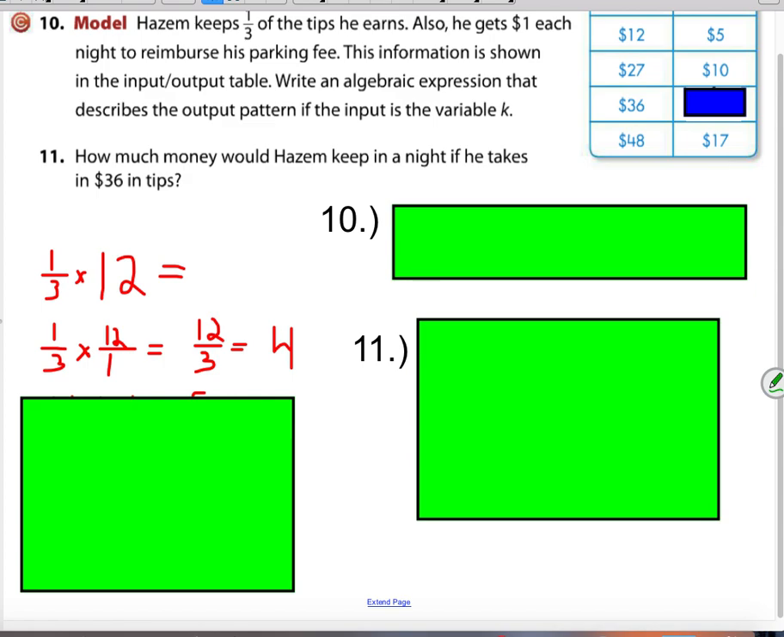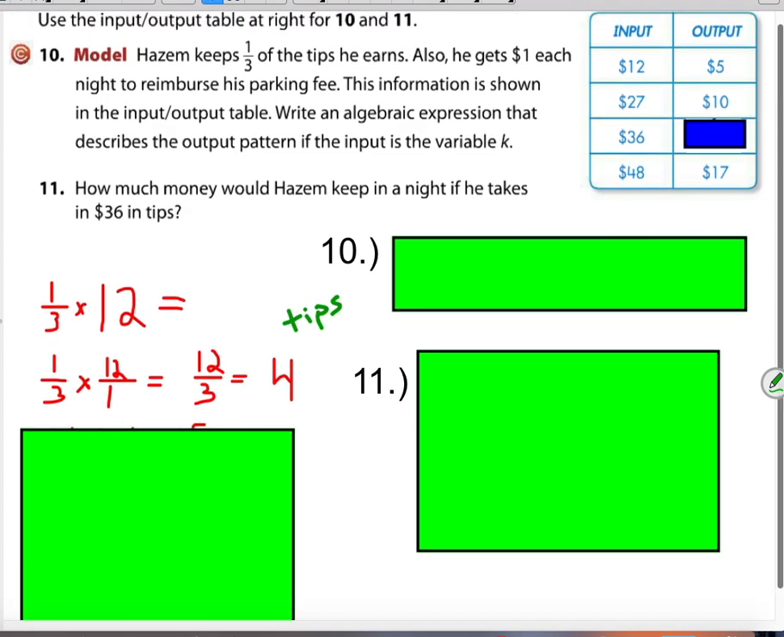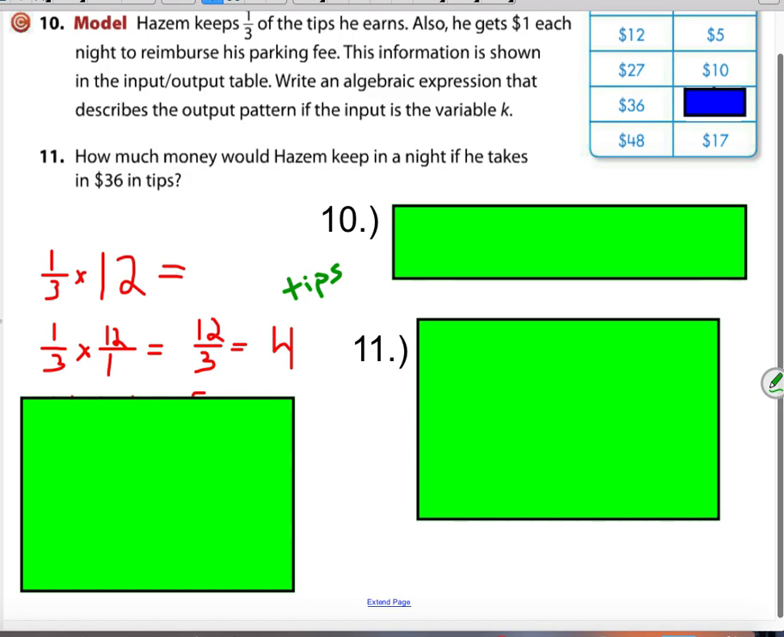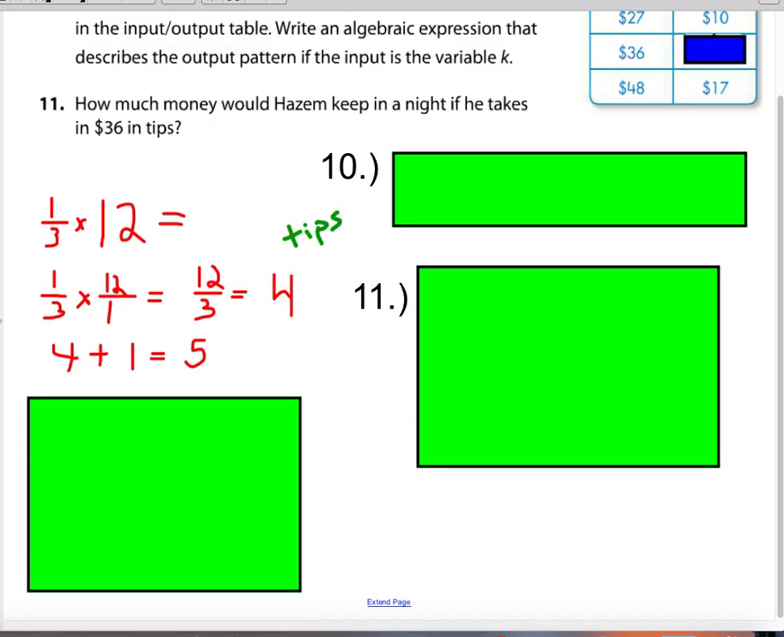Now you could cross simplify, but you can just multiply. 1 times 12 is 12. 1 times 3 is 3. 3 into 12 will go 4 times. So that tells me how much he earns from his tips. That's how much he keeps from his tips. But if we go back up to the table, he should only have $4 here, but he has 5. And that's because he gets $1 each night extra reimbursed for parking. Okay? So then what we see is we have that $4 plus the $1 gives us 5.